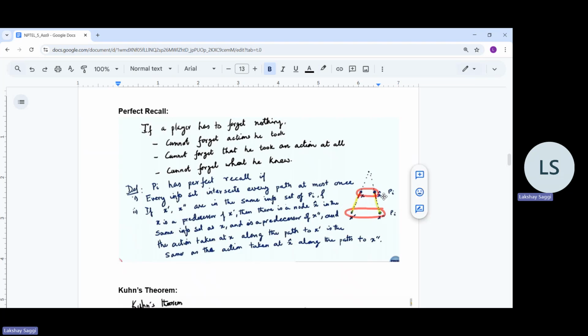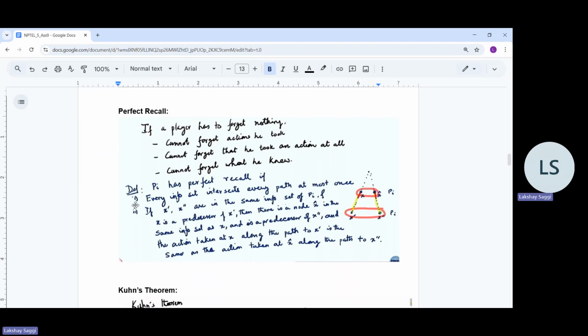So another thing is, these two are in the same information sets, and the action taken at x along the path to x prime and the action taken at x hat along the path to x double prime should be the same. These two cannot be two different actions. If they were two different actions, then the player cannot distinguish between the actions that he or she took. Right.